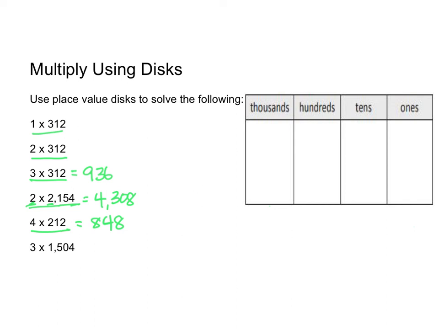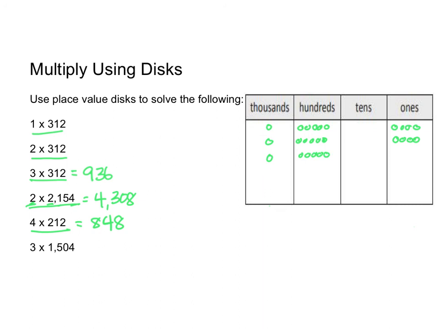All righty, for this last one here, we are going to do 3 times 1,504. So let's do that. We've got 1,000. We've got 500s. We don't have any tens, and we have 4 ones. But now we have to do that 3 times. So another 1,504, and one more time to make it the 3rd time.